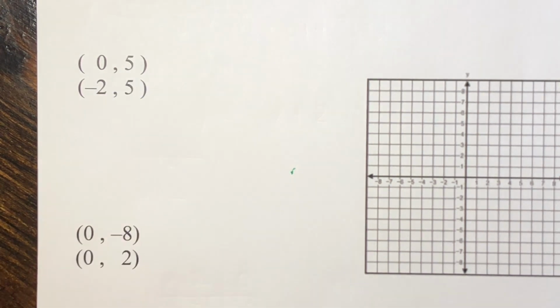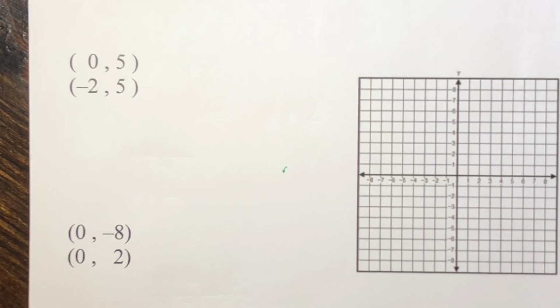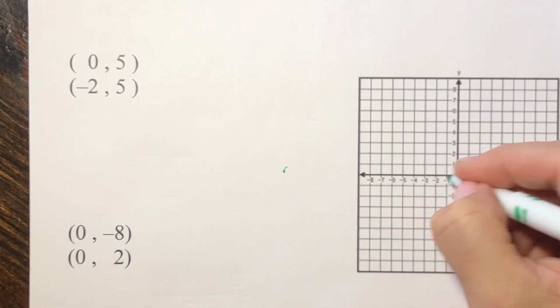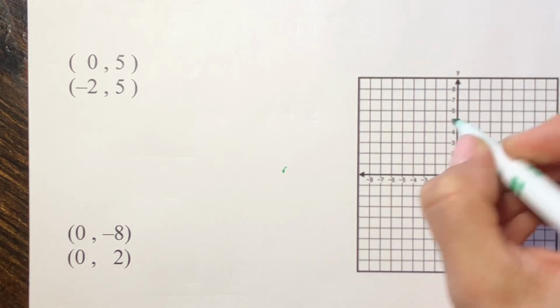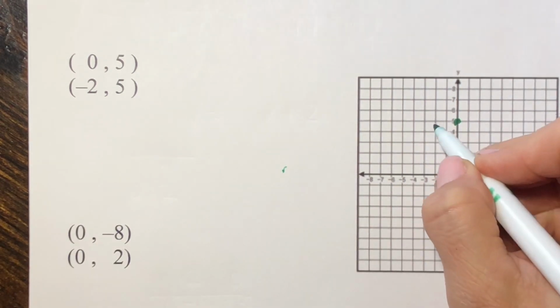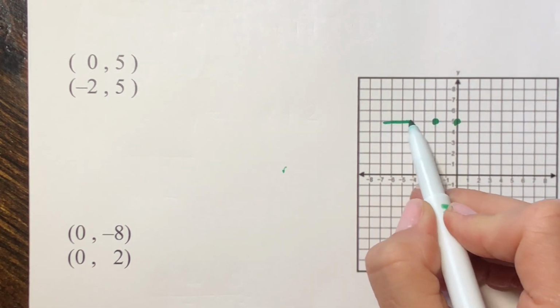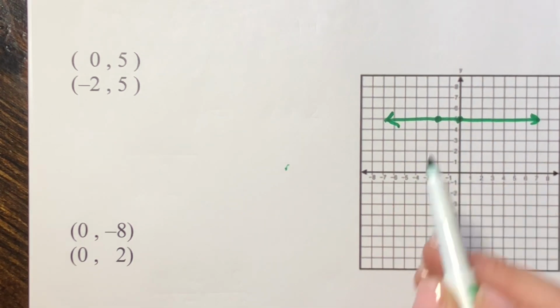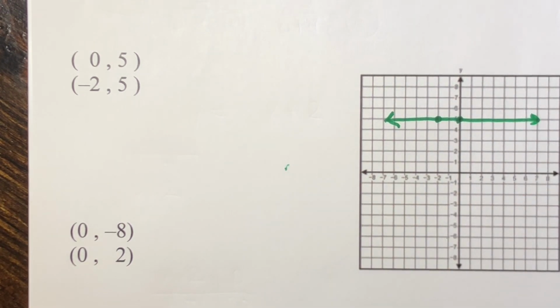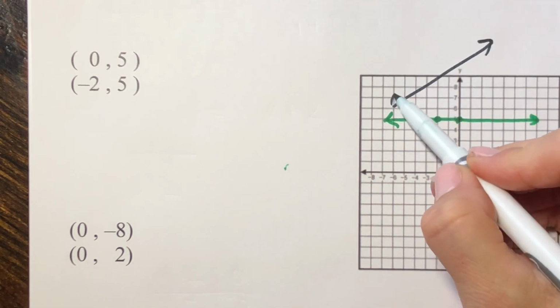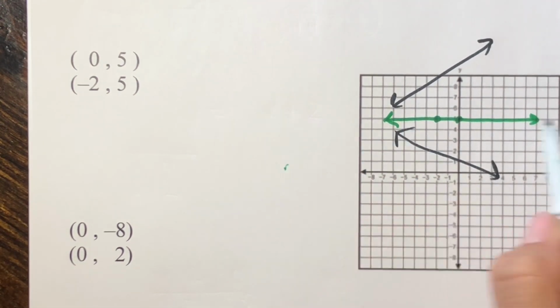If I were to take these 2 points and plot them. Let's say 0, 5, which is don't move left or right, go 5 up. -2, 5, which means go 2 to the left, but still go 5 up. Those two dots are right next to each other. This is a horizontal line. If you remember from the first two videos, a horizontal line means it has a slope of 0 because it's not positive or negative, it's 0.